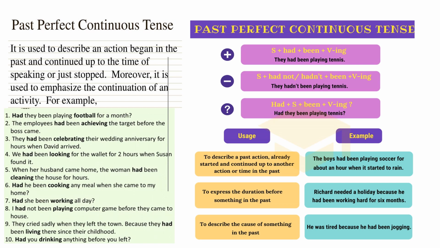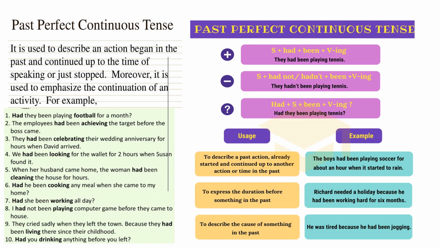Now let's look at some uses of past perfect continuous tense with examples for each of these uses. Now it describes a past action already started and continued up to another action or time in the past. Example for that, the boys had been playing soccer for about an hour when it started to rain. So which means the boys were playing until it started raining.